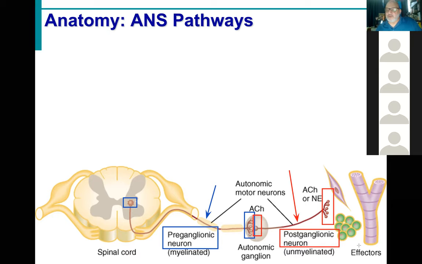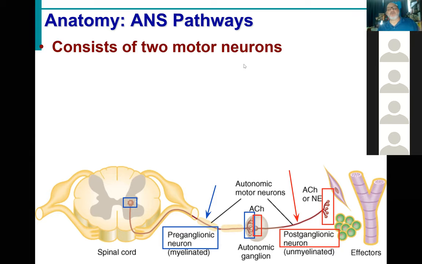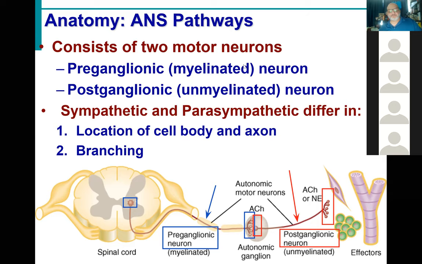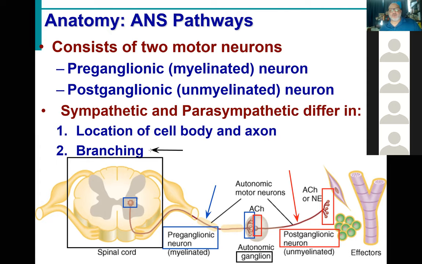These are the easy questions, folks. The questions are literally on the screen. So excellent. So we have this two neuron pathway, and that is true for both sympathetic and parasympathetic. We've talked about that, but there are going to be some differences. Mostly their locations of the cell bodies, the locations of the ganglia, where in the spinal cord the cell bodies are located, and what structures are formed by these axons, and the overall branching of these systems as well.